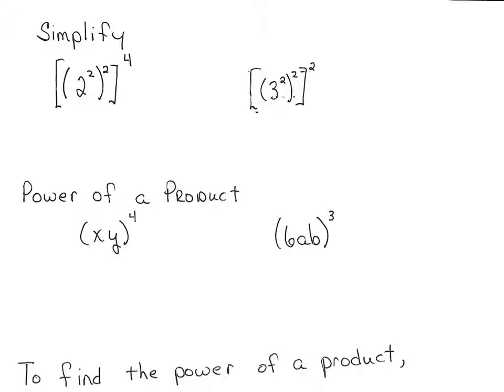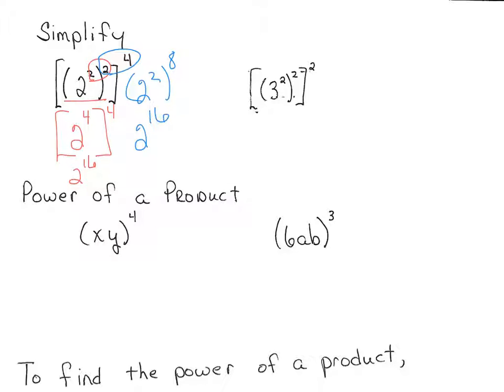So let's simplify this first problem. I'm going to work from the inside out. So I would have 2 squared squared. Notice I can multiply these two together, which would give me 2 to the 4th raised to the 4th power, which becomes 2 to the 16th. You also could work it the other way. We could say, multiply these two, 2 squared to the 8th, and 8 times 2 is 16. So either way, you get the same answer.